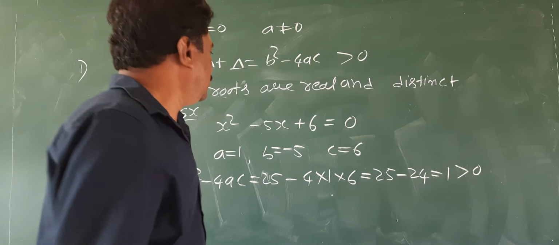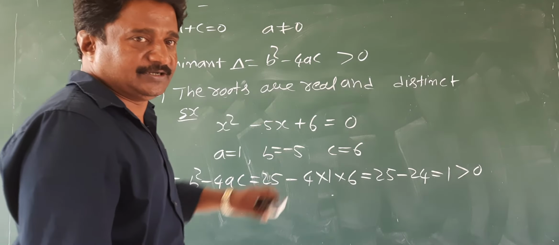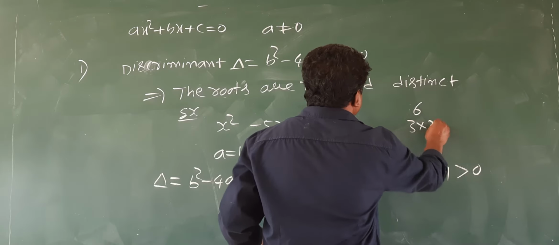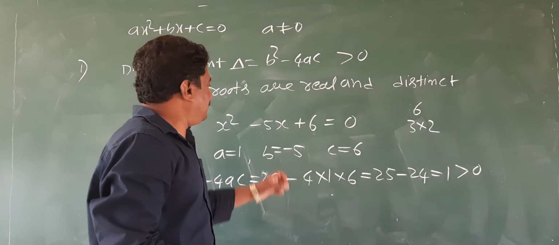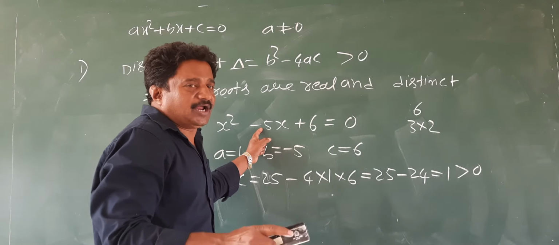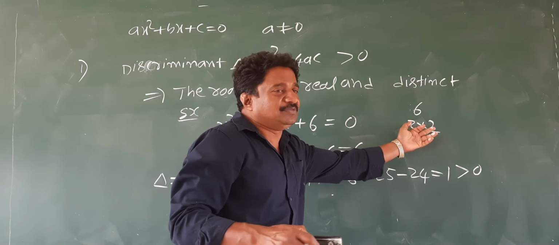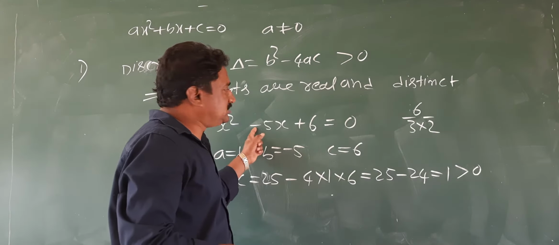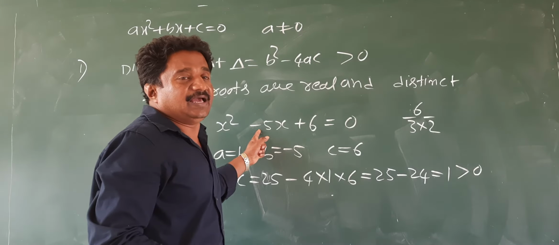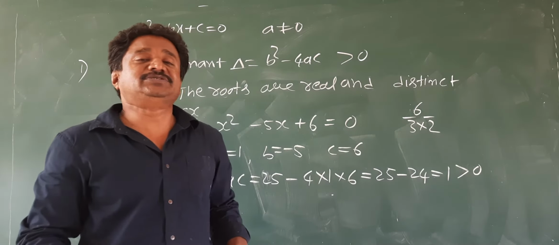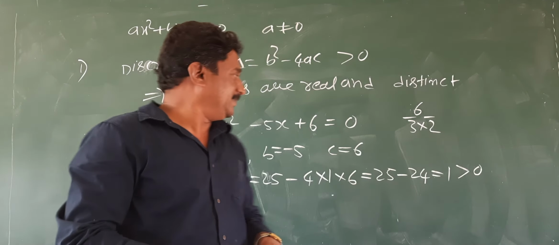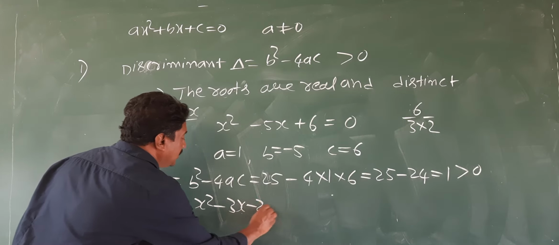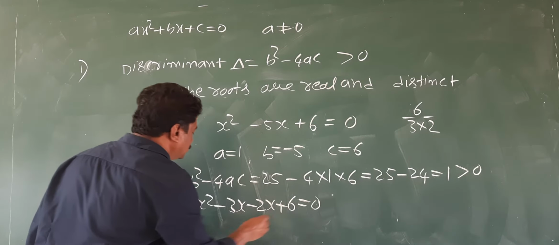So now let us solve by factors a quadratic equation. Tell me factors of 6, students. 3 twos are 6. I must get minus 5. So how do we get minus 5 from these two numbers? By adding. Adding means I should give minus. While adding, you give the same signs; while subtracting, you give different signs. So x square minus 3x minus 2x plus 6 is equal to 0.